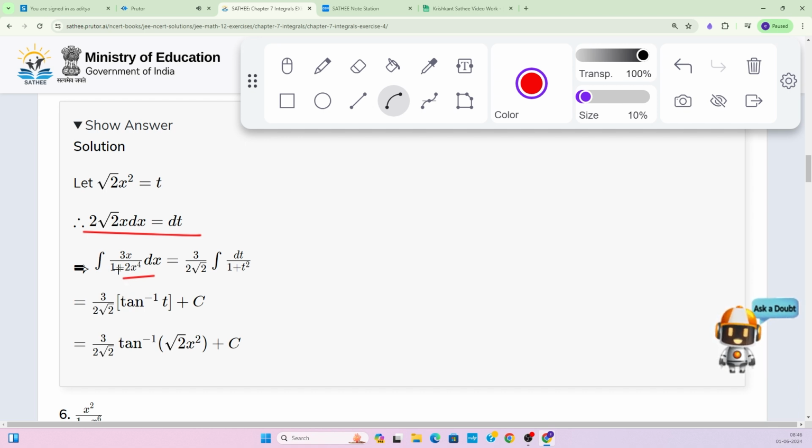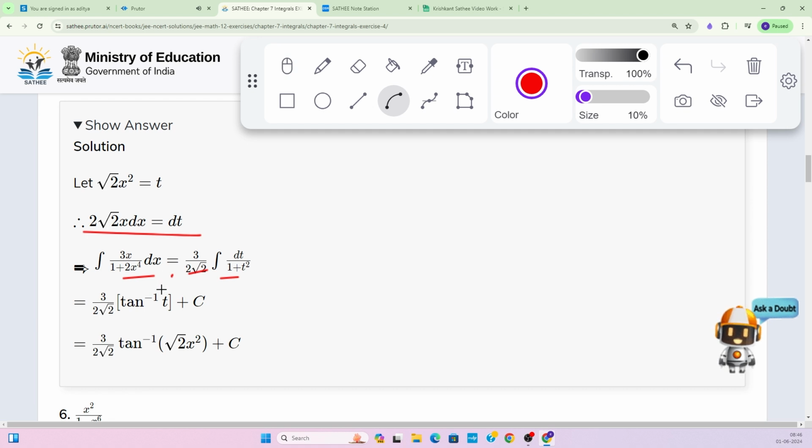And 1 plus 2x power 4 can be rewritten as 1 plus root 2 x square whole square, and we just took root 2 x square as t, so this will change into 1 plus t square. That's why we have written it over here. Clear? And after substitution, this dx can be replaced by this 2 root 2 thing. I hope it is clear to you.